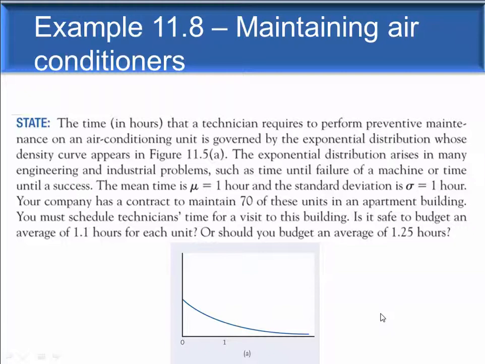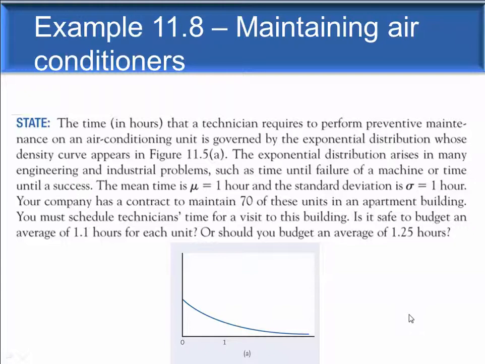Don't worry about the fact that it's called an exponential distribution. It does arise in many engineering and industrial problems, such as time until failure of a machine or time until a success. But just look at this as a regular population distribution of what's actually happening. The mean time to repair is mu equals 1 hour, and the standard deviation also equals 1 hour. We're used to going 3 standard deviations to either side of the mean, but that's really only in a symmetrical, nice bell-shaped distribution. In this case, 1 standard deviation below the mean brings us down to 0 hours. So you'll see almost all of the data is right here between 0 and 1.